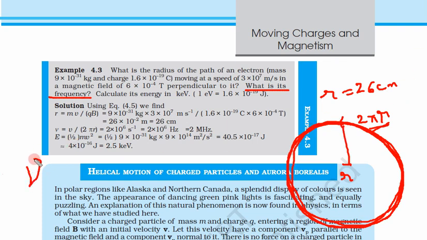What is nu? Nu is the frequency, that means the number of rotations per second, so the dimension is 1 by second. Velocity is in meter per second, and 2 pi r is the distance travelled, also in meters. So meter cancelled. Nu is simply v by 2 pi r. Frequency is velocity divided by 2 pi r. So let us put all the values.